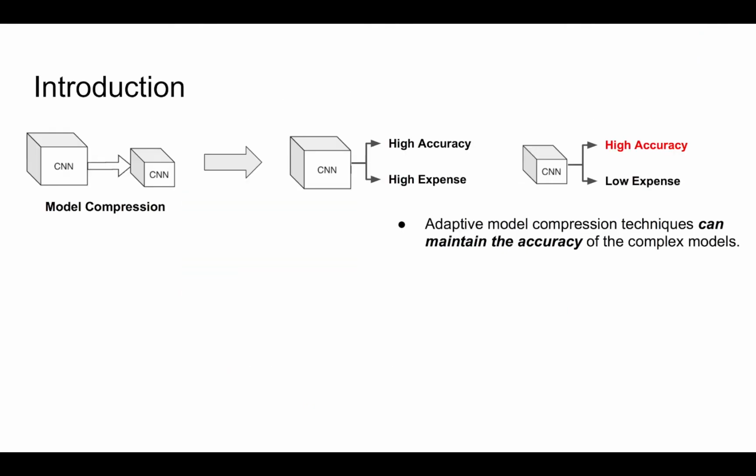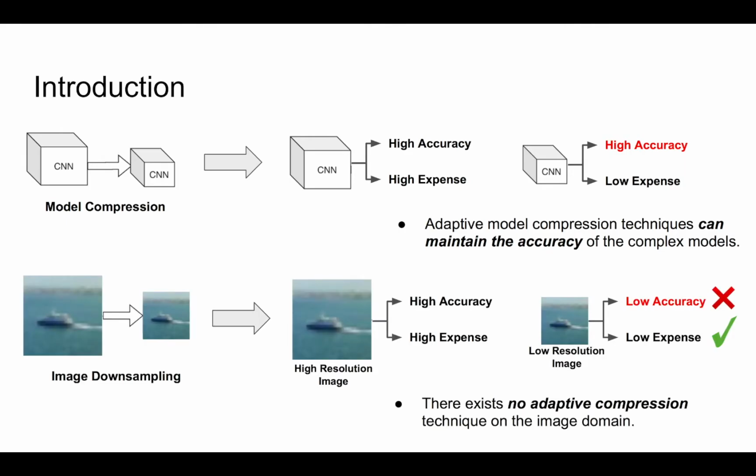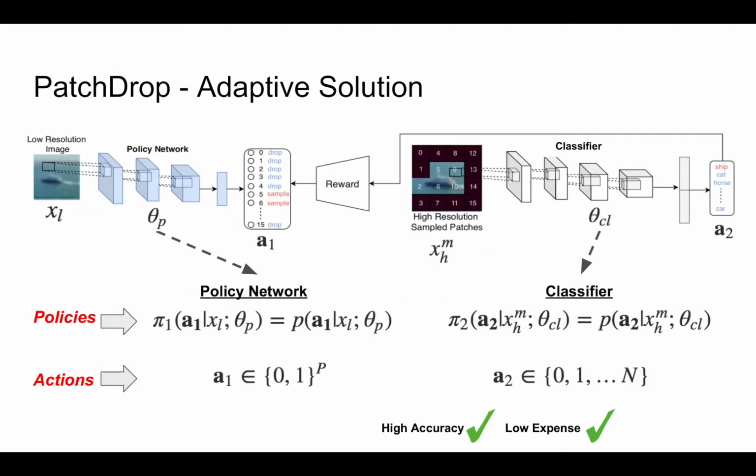Model compression has been extensively studied in the computer vision literature. Most of these studies focus on knowledge distillation, quantization, filter pruning, and adaptive layer dropping. Another simple way to achieve runtime efficiency is to downsample input images and run them through a CNN. However, this results in reduced accuracy. Unlike model compression, there exists no adaptive method to adaptively sample images.